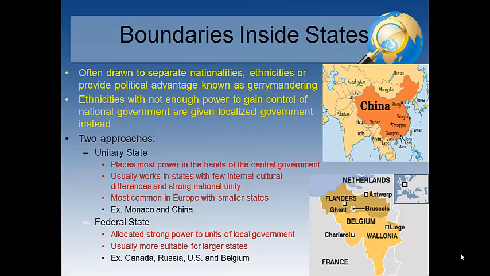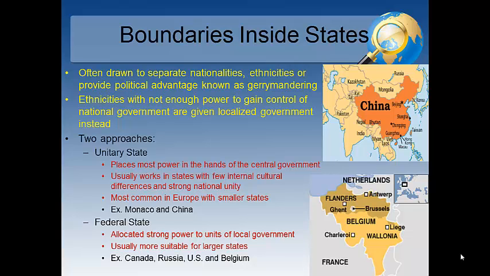One is a unitary state, and these places put the most power in the central government. So it usually works in states that have few internal cultural differences and a strong national unity. And this is most common in Europe and within smaller states. I'll give you two examples though. Monaco and China. A federal state is another approach, and this allocates strong power to the units of local government, and it's usually more suitable for larger states. For example, Canada, Russia, and the United States.